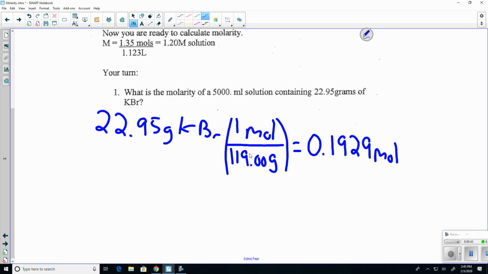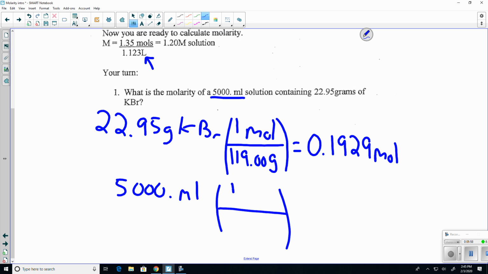Molarity is moles per liter. So if I'm given 5,000 milliliters, I need to convert that as well. 5,000 milliliters, there's 1 liter for every 1,000 milliliters, which means I have 5.000 liters.